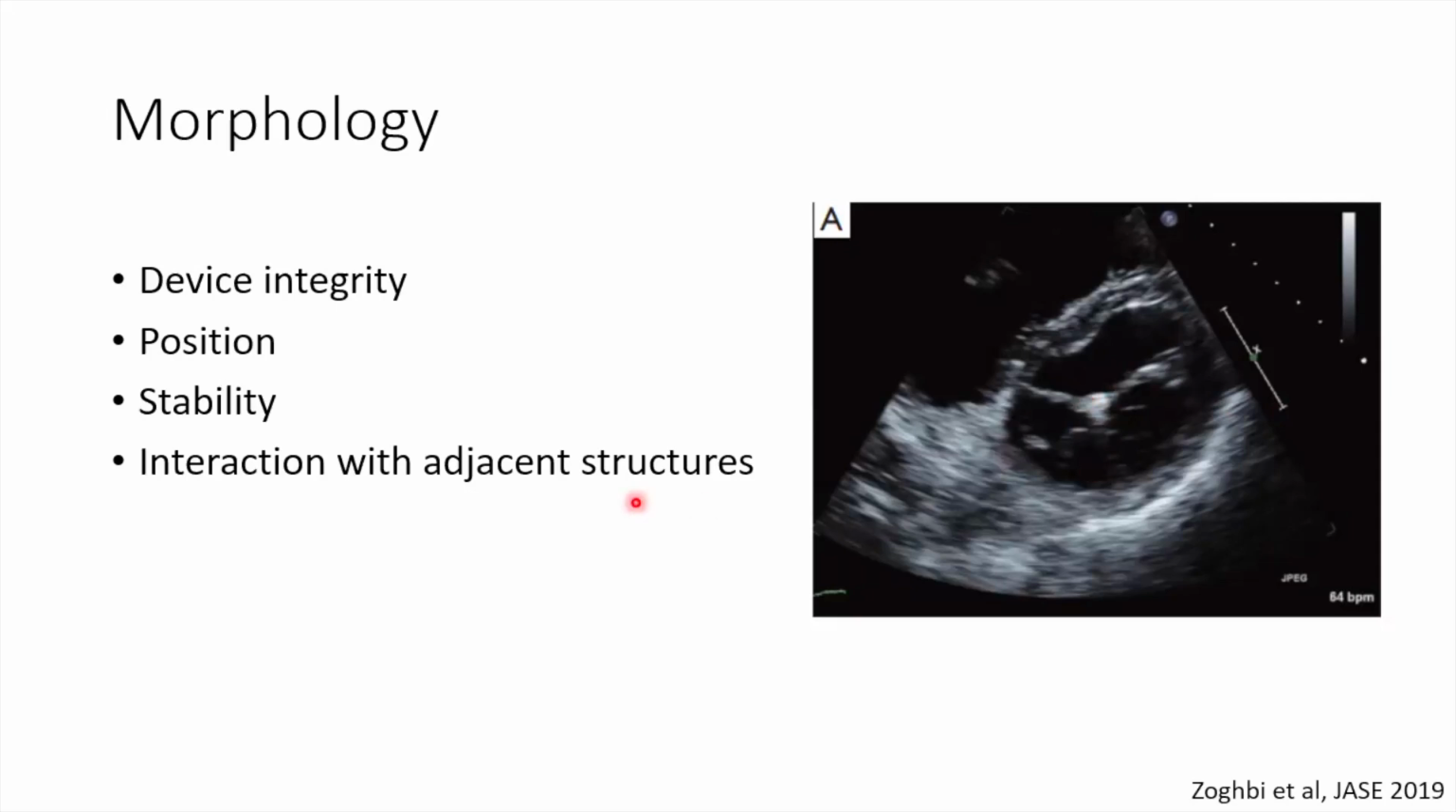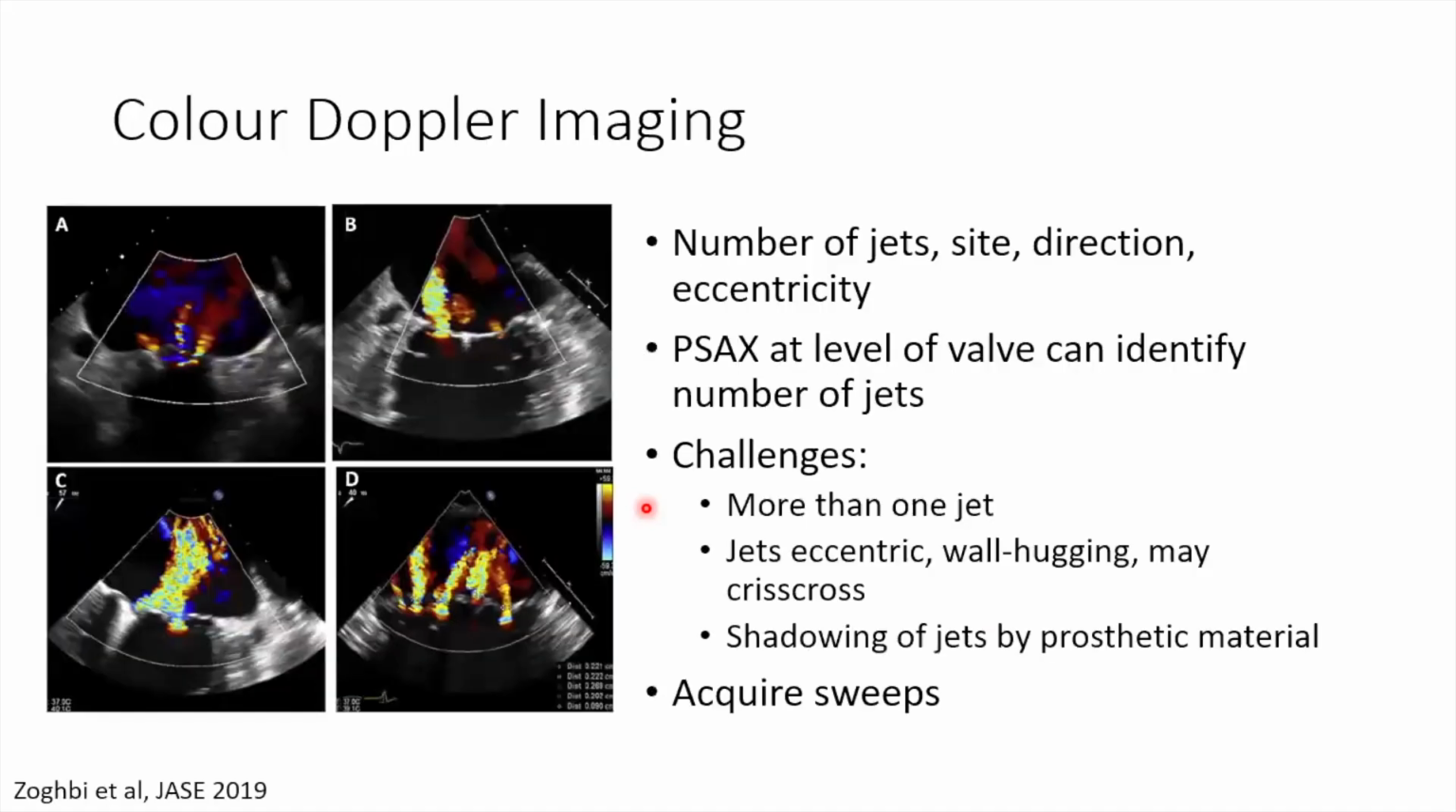We do also want to look at interaction with adjacent structures. In these cases, for example, the interaction of the clip with any chordae. Is there any abnormality to the chordae? And then not necessarily in clips, but for example, in a transcatheter mitral valve replacement, interaction with the LVOT is very important to look at.